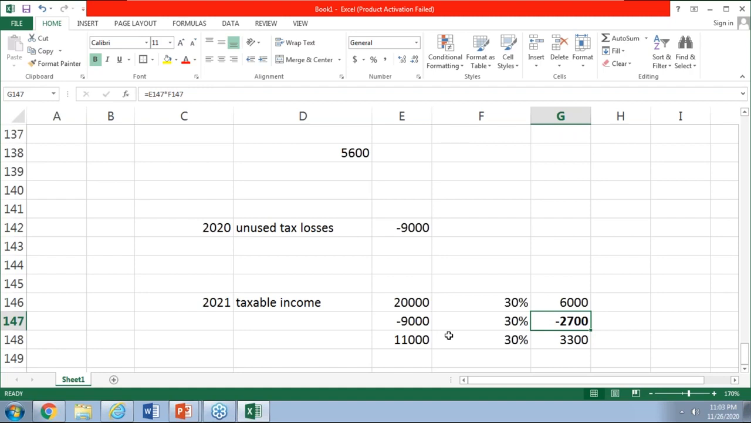Yes, 2,700 is a deferred tax asset, and it will be recognized as an income because it will save our tax from 6,000 to 3,300. So we actually recognize 2,700 as an income. Do you people understand this concept? Is it clear now? That's good.